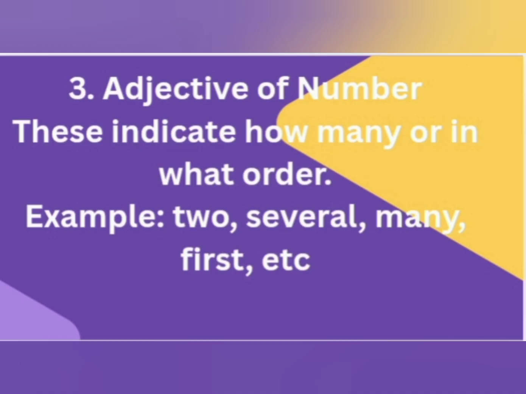Next is adjective of number. These indicate how many or in what order. For example, two, several, many, first, etc. That means we can count. This adjective is used for countable nouns and adjectives of quantity is used for uncountable nouns. I'll make it more clear to you with the help of few examples. Look at the screen carefully. Let us see the sentences.